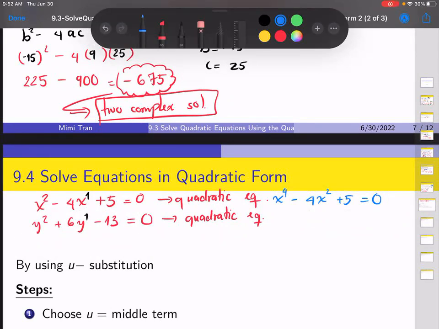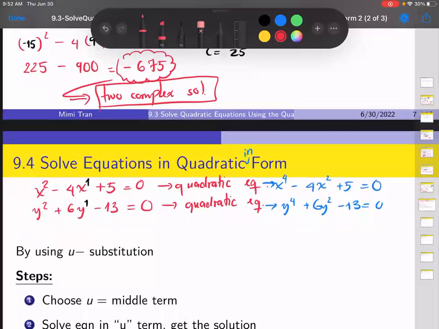I can change it into y to the 4 plus 6y squared minus 13 equals 0. These kind of look quadratic-ish, right? And we call these quadratic in form. Quadratic in form. I forgot the "in" here. So many typos today.